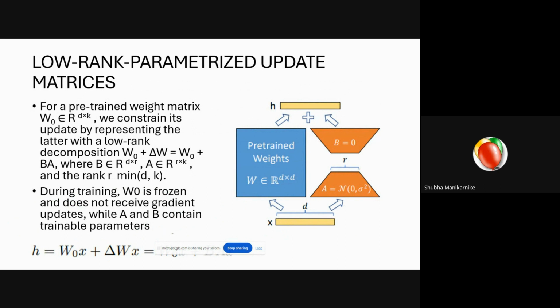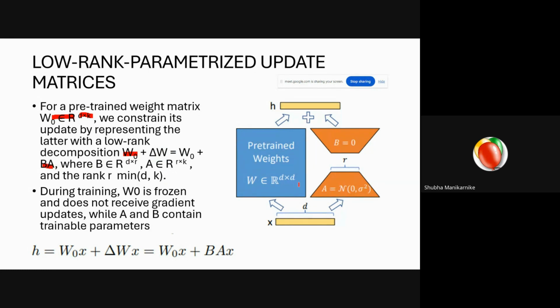So again, this is the same, but it's just explained in a different way. And this is again taken from the paper itself. So you have your pre-trained weight matrix W0, which belongs to the real numbers of dimension D x K. So D x K is the original dimension of your weight matrix. So you are trying to calculate W0 plus delta W, where delta W is given by BA.